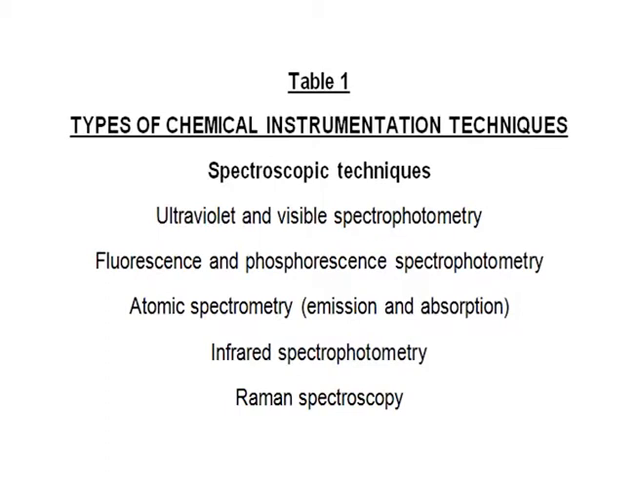Thus, the analyst is free to examine components of the analytical system such as sampling methods, data treatment and the evaluation of results. Classification of instrumental techniques. Most instrumental techniques fit into one of the three principal areas: spectroscopy, electrochemistry and chromatography. Table 1, Types of chemical instrumentation techniques.